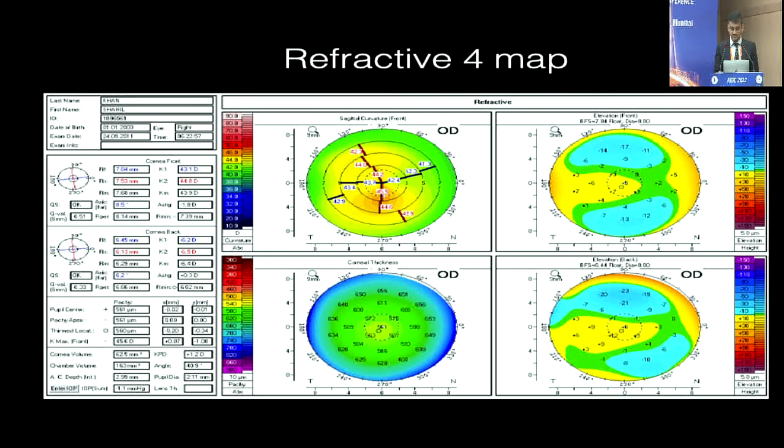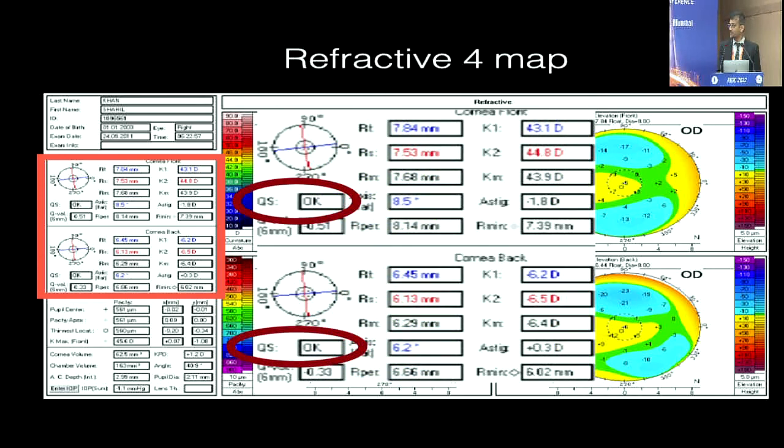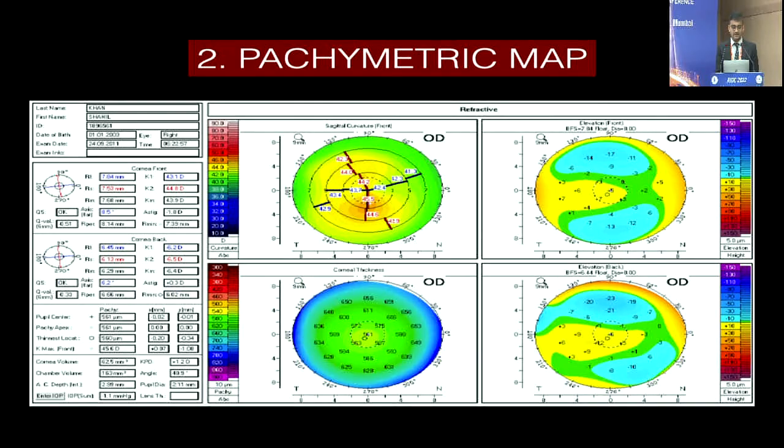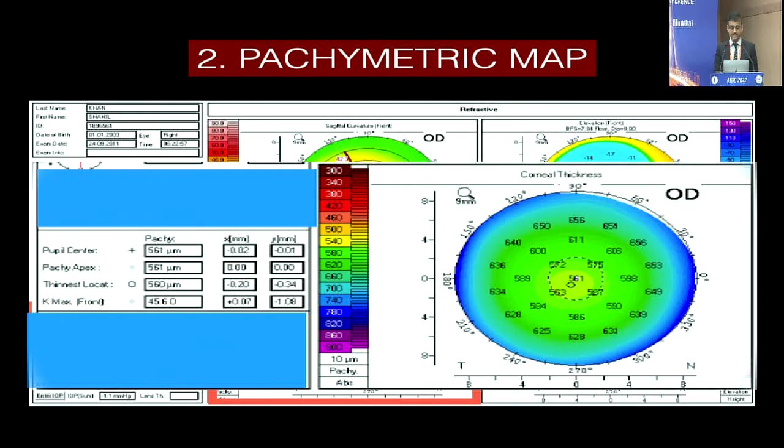So the first is a 4-map refractive, and the first thing that you will see is the quality score. If it's okay, you would proceed to evaluate it. If it shows yellow, that means there are data gaps, you need to repeat the procedure. So that's the first thing that you will do. And the next important thing is the pachymetric map. Pachymetric map essentially will give you 2 things.